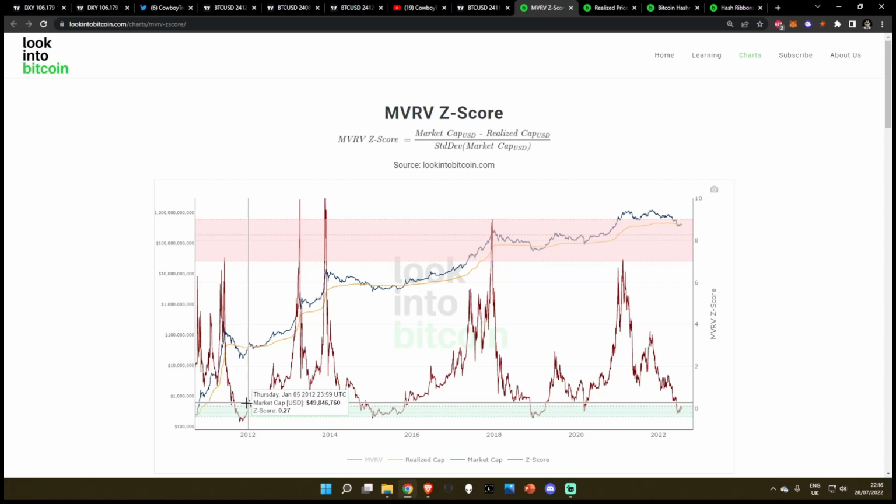So once again, 2011 bear market, the Z-score leaves this green box to the upside, bottom is confirmed. You can see these massive rampages to the upside that we have once you leave this Z-score range. Now, once again, 2018 bear market low, Z-score bottomed out at minus 0.47.